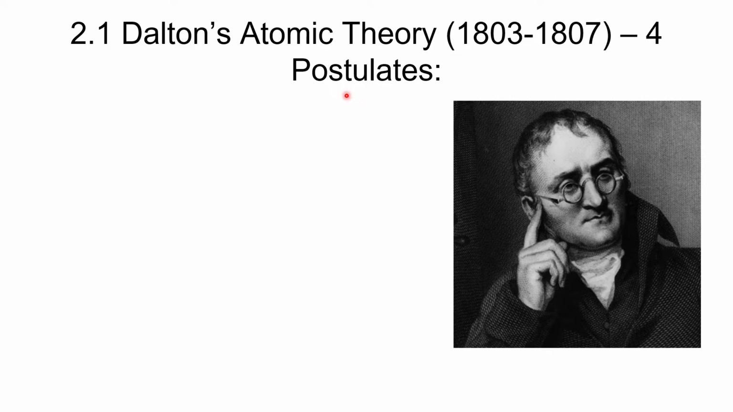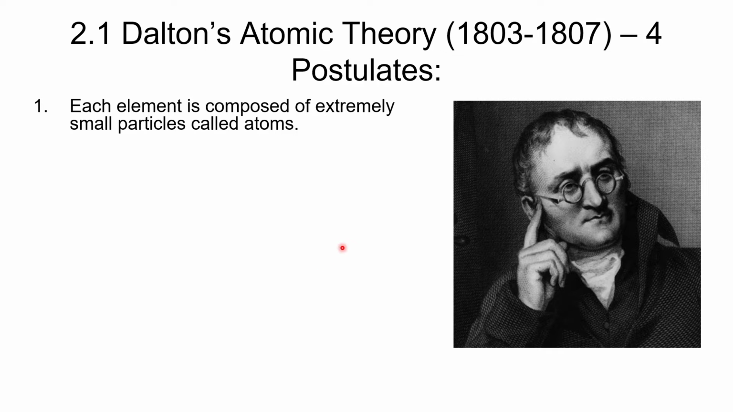And really what he was doing was collecting a lot of the information that was available at the time, telling us about how elements worked. And so he held 4 postulates in this theory, and he held that these things were true. And the very first thing is that each element is composed of extremely small particles called atoms. Now, his view of the atom was a little bit different than our view of the atom. He thought that atoms were indivisible particles, that there was nothing smaller than the atom. And while that is almost true, it's not quite true.